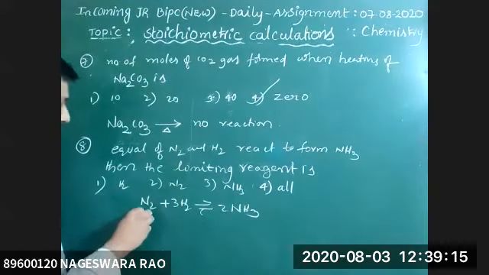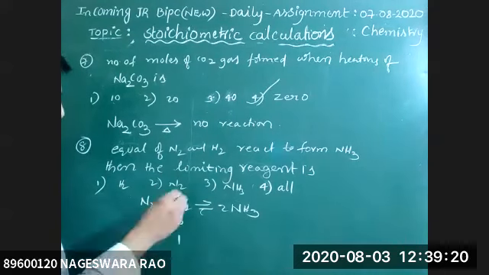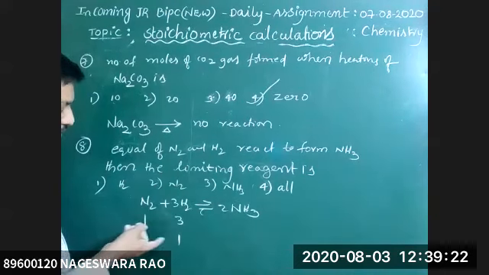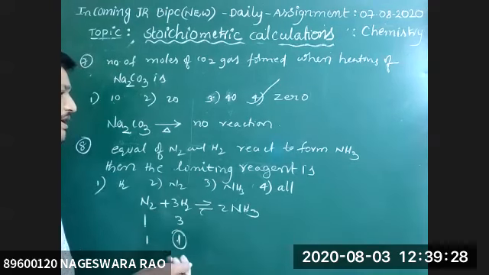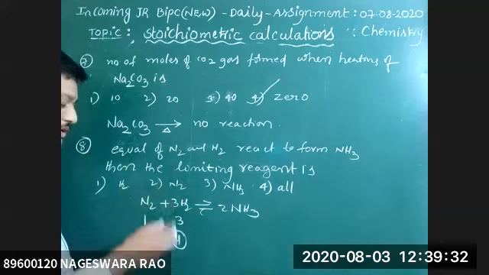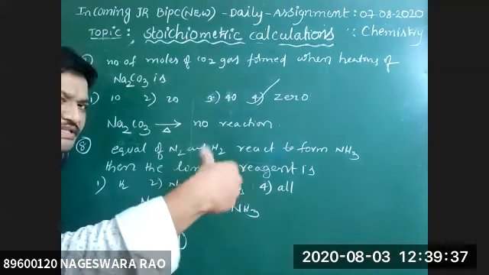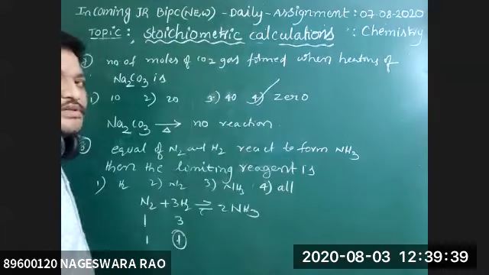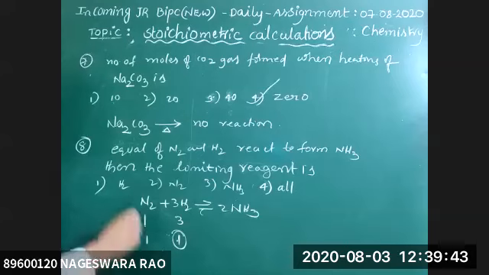So 1 volume, 1 liter reacts with 3 liters. Here equal amounts are taken, so 1 liter requires 3, but a much smaller amount is available. The limiting reagent is the one that is completely consumed in the reaction. The smaller quantity of reagent is easily consumed. So hydrogen is the limiting agent.